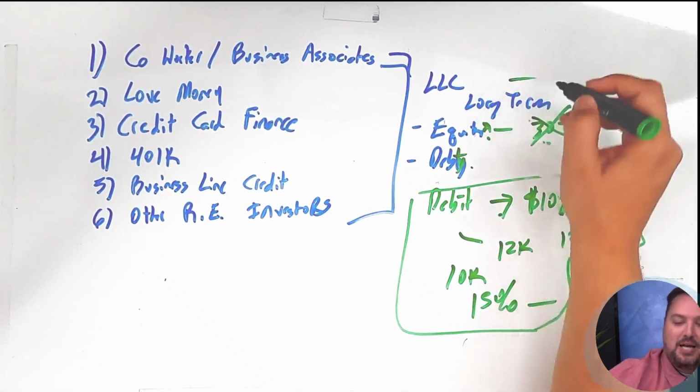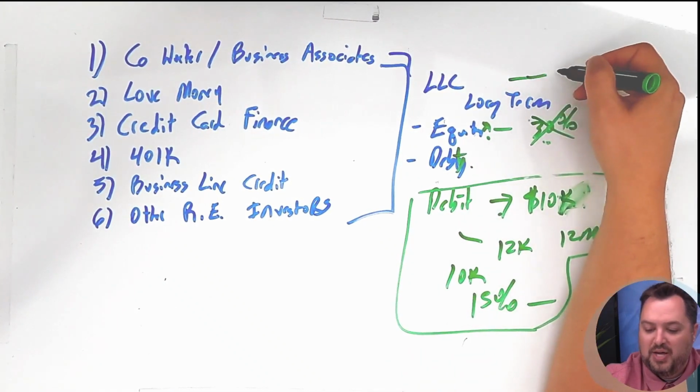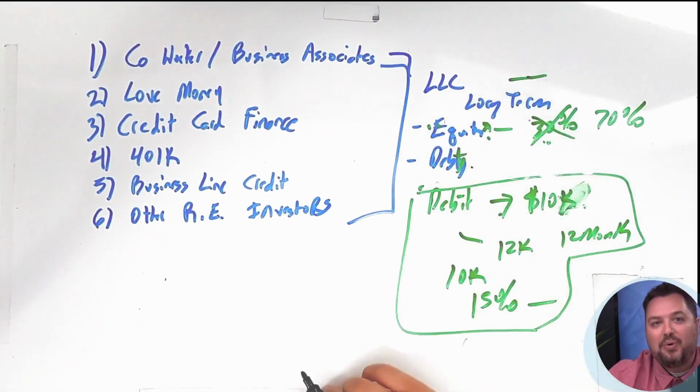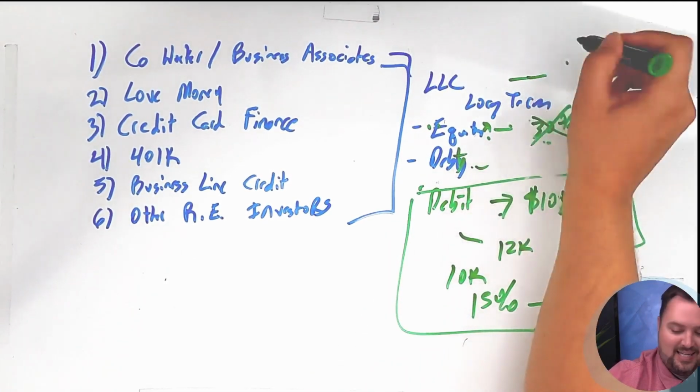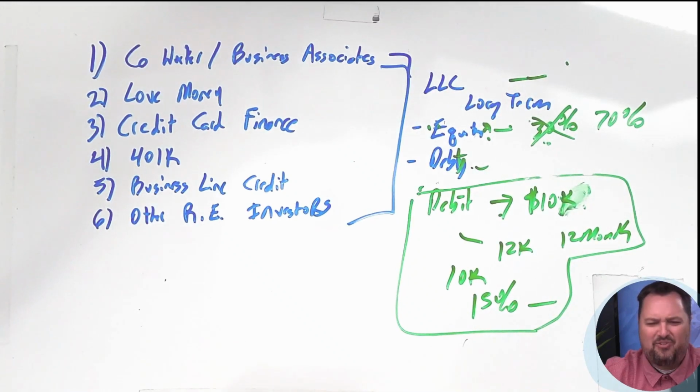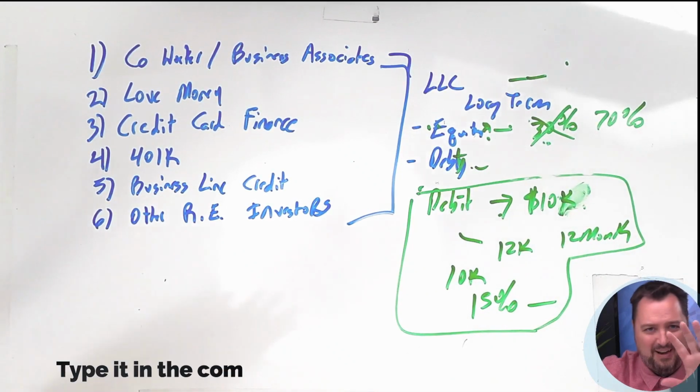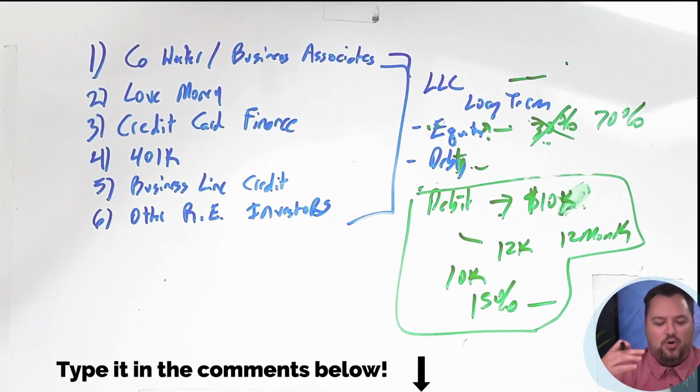The other thing you can do is set up an LLC, and this is a long-term partnership. These are going to be more on a deal-by-deal basis, although you can do the debt and equity in an LLC setup. So that's kind of a side note. If you want to know more, type it in the comments and I can create a new video.